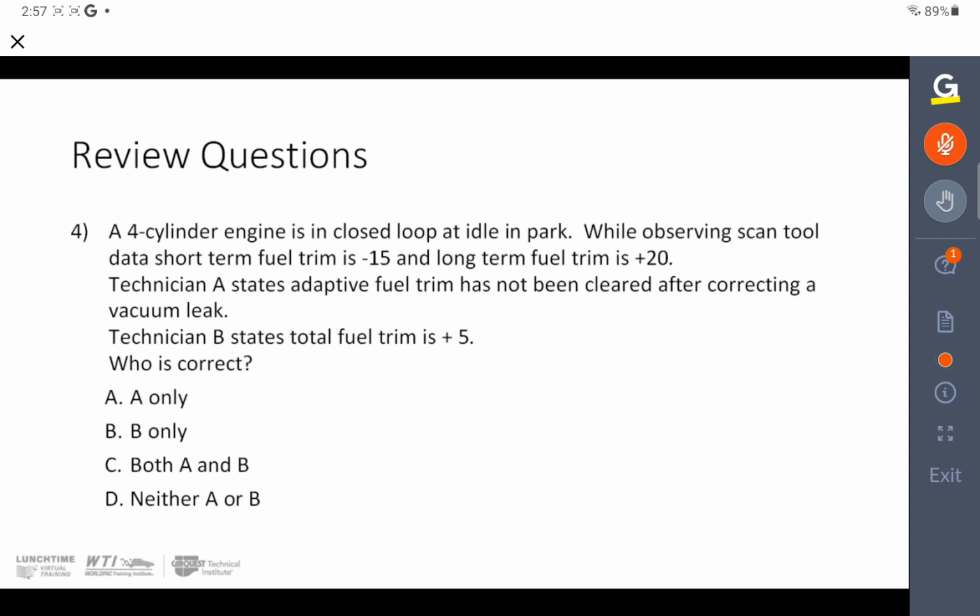Review question number 4. A 4-cylinder engine is in closed loop at idle in park. You observe in the scan tool data that short-term fuel trim is at -15 and long-term fuel trim is at +20. Technician A states adaptive fuel trim has not been cleared after correcting a vacuum leak. Technician B states that total fuel trim is +5. Who is correct? Best answer there would be both of them.